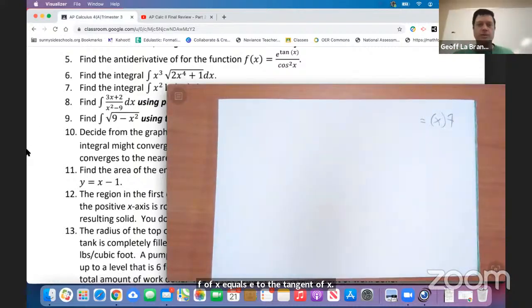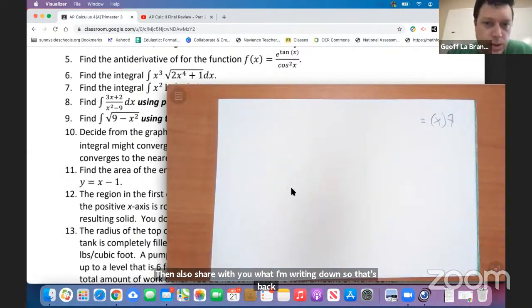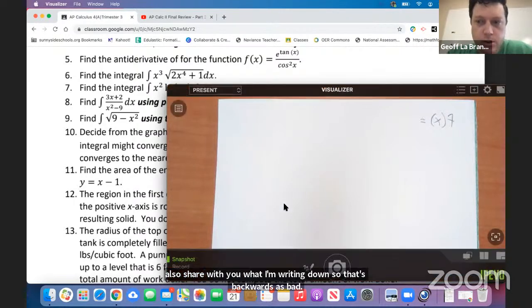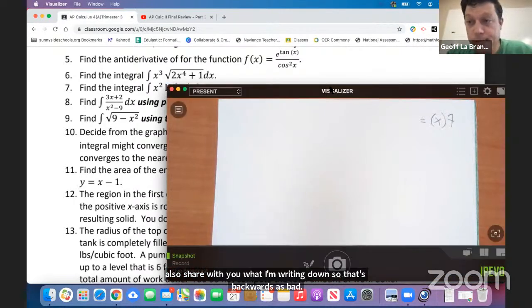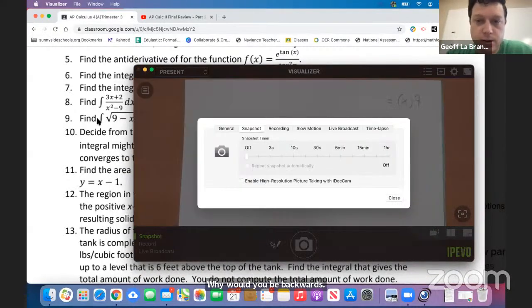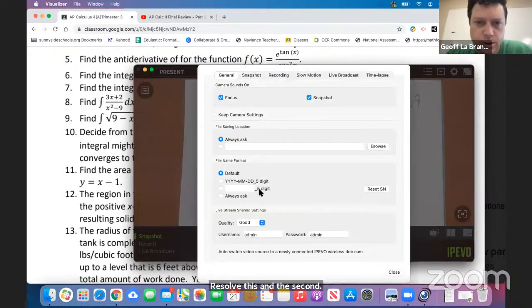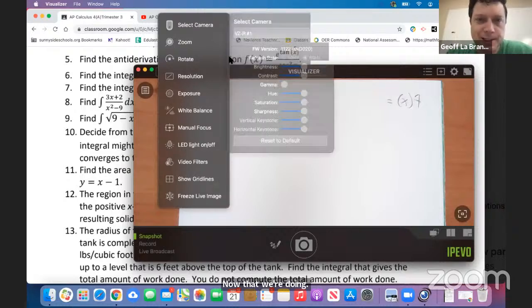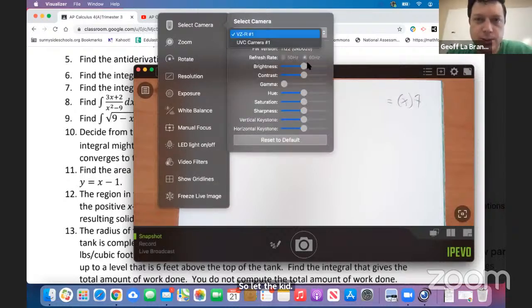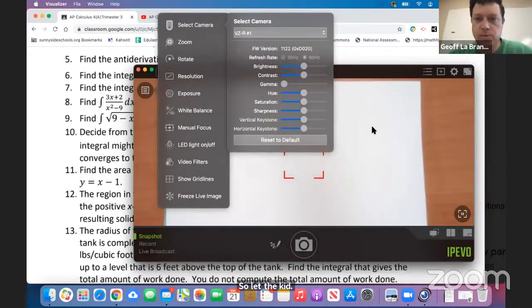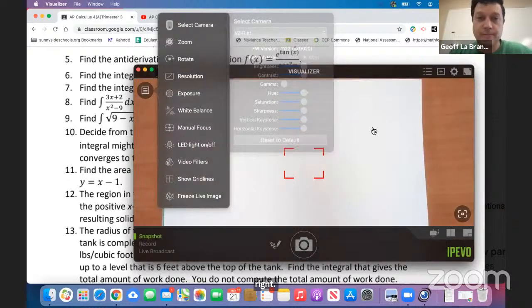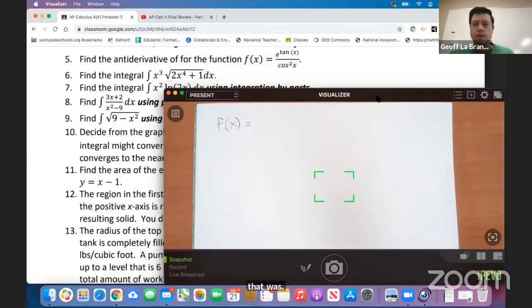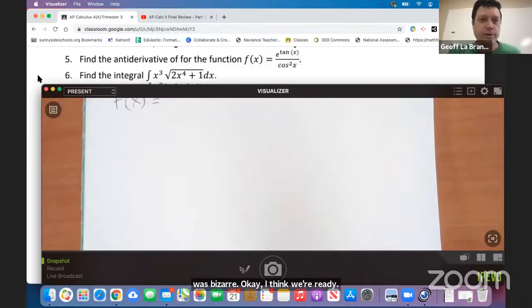Oh, that's backwards. That's bad. Hang on a minute. Why would you be backwards? We'll resolve this in a second. Camera switch. Select the camera. Yes, that's the one. That was bizarre. Okay, I think we're ready. You saw that, right? That it was backwards. Weird.